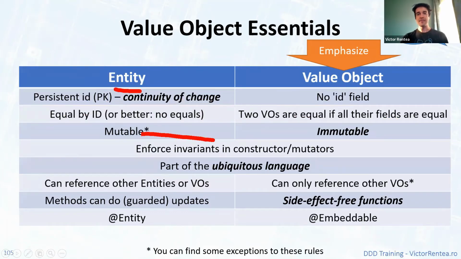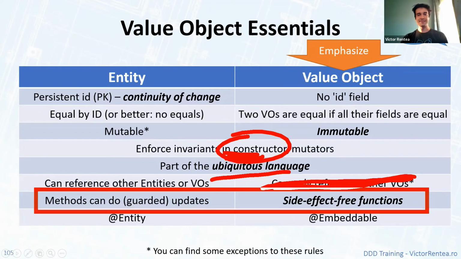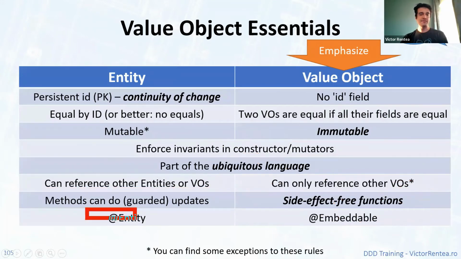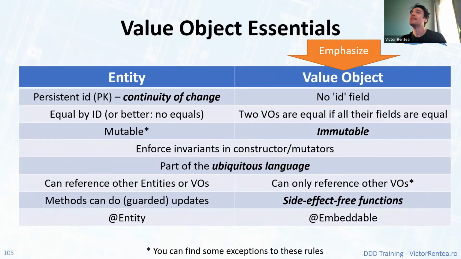Entities enforce constraints in their constructor or mutators. Value objects enforce constraints through the constructor. They are both part of the domain language. Let's skip this, it's complicated. And basically, any function in a value object should be a pure function. And this is how we could map them to Hibernate. Wow, 14 questions. Okay, let's go faster. Parse address. Okay, entities, value objects.